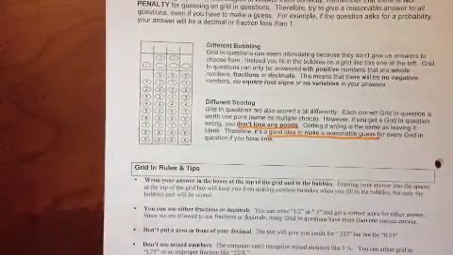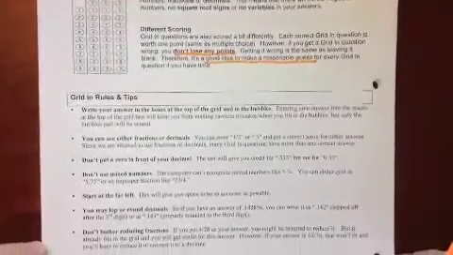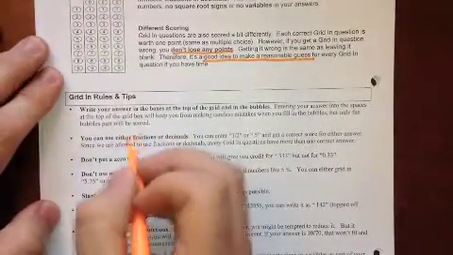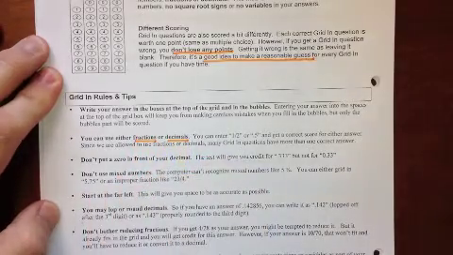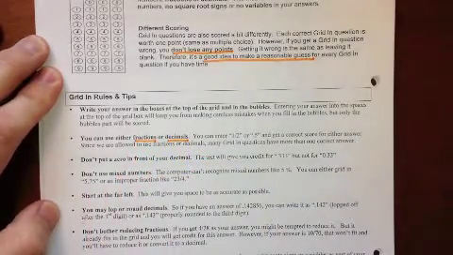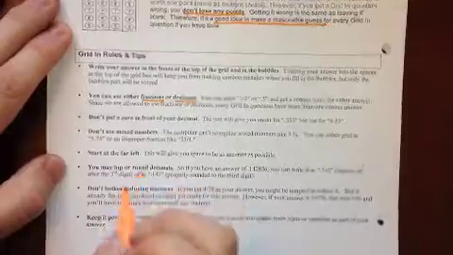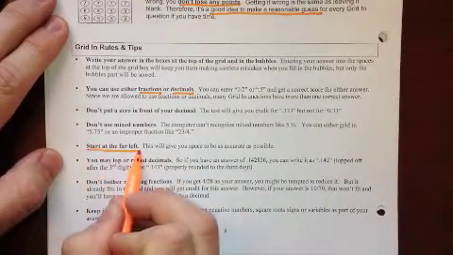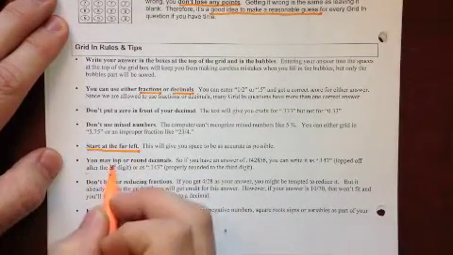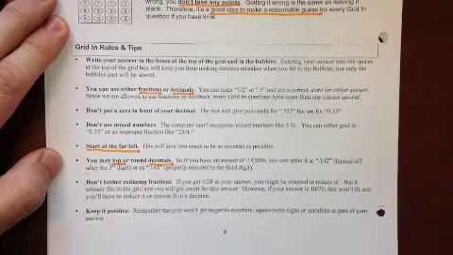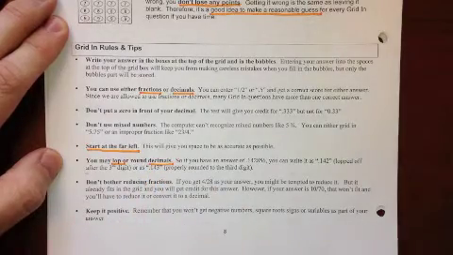There's some rules here. Feel free to pause and read through these rules. Some of the highlights are that you can use fractions or decimals, your choice. You should always start at the far left. You may lop off or round decimals. I'll explain that more in a second.